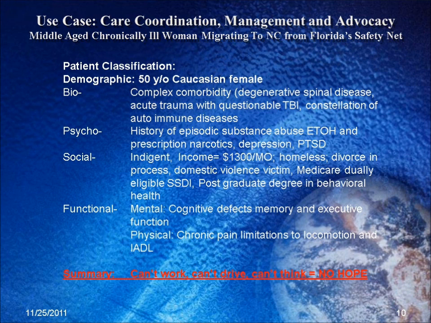After our evaluation, we performed patient classification into biopsychosocial and functional domains. You can see here that we determined that she had complex comorbidities, including degenerative spinal disease and a possible traumatic brain injury, that she had a history of substance abuse and post-traumatic stress disorder, that she was financially impoverished and was homeless, that she was also a well-educated individual in the behavioral health sciences, and that she had a cognitive defect with memory and executive function, and had severe chronic pain that limited her locomotion and her ability to get about in society. So a summary is that she couldn't work, she couldn't drive, she couldn't think, and she had no hope.